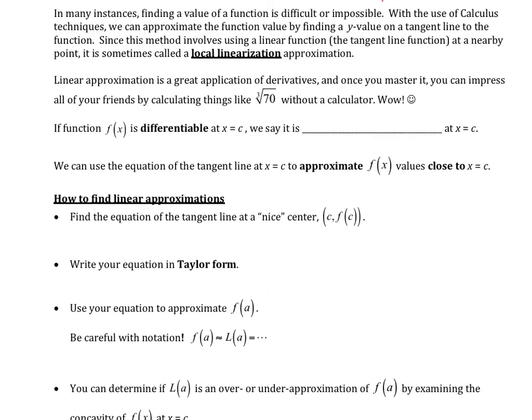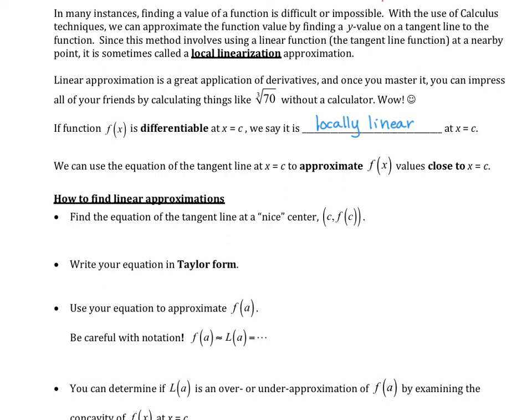Okay, so if a function f of x is differentiable at x equals c, we say then that it is locally linear at x equals c. What this means is we can use the equation of the tangent line at x equals c to approximate f of x values close to x equals c. Well, how do we do that?